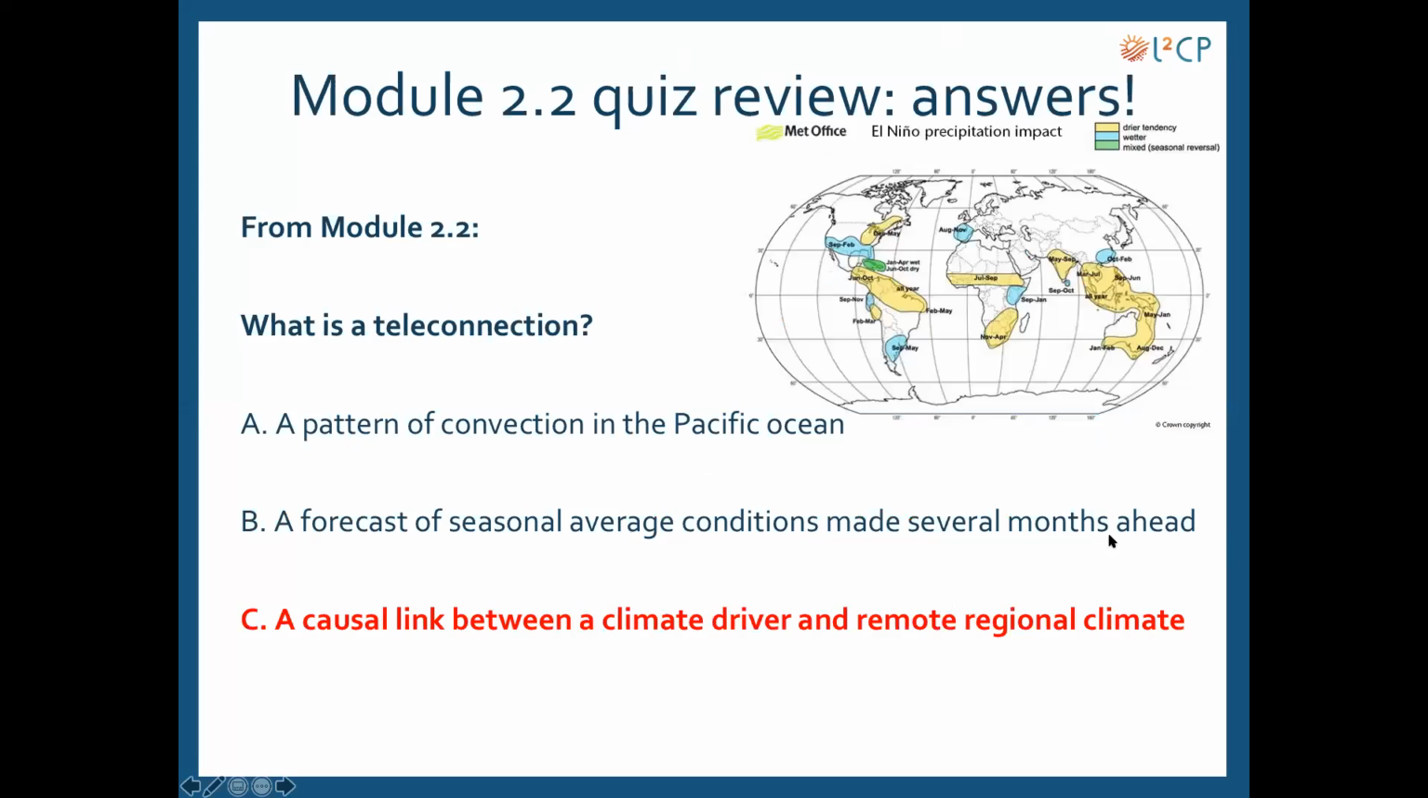Okay, so question 2, again, 100% of people got it right, 12 out of 12, well done. So what is a teleconnection? That is a causal link between a climate driver and remote regional climate.